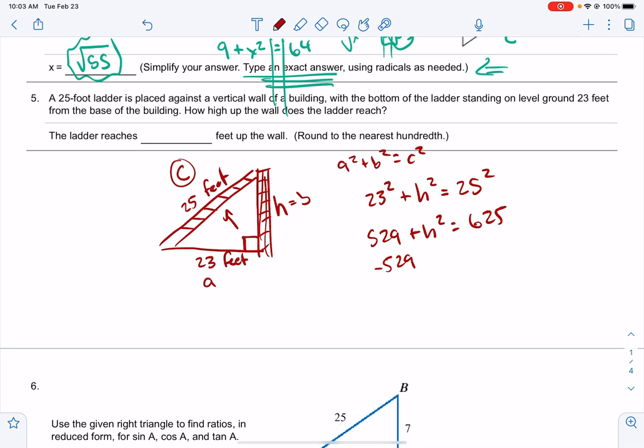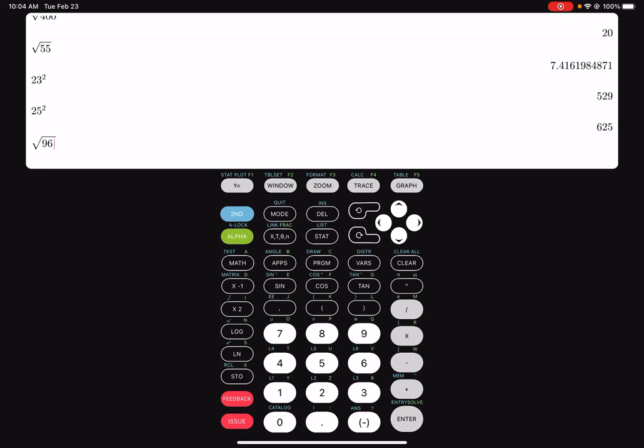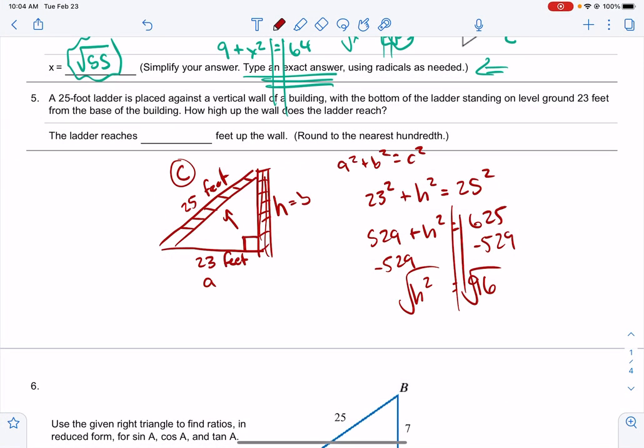So if I minus 529 from both sides, then I end up with h squared equals, what are we going to be at? 94. Nope, not 94, 96. Bad math, Mr. Reed. We're going to be at 96 because you take away 29, then you take away the 500. So h squared equals 96. To get h, I'm going to square root both sides. So I'm going to take the square root of 96, and I get 9.7979.